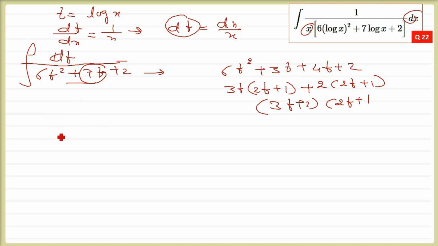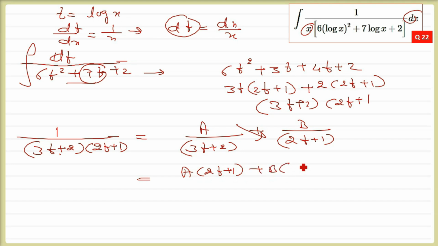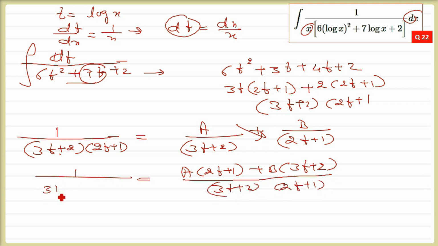So when we take the partial fraction, 1 divided by 6t² + 7t + 2 can be written as (3t + 2) multiplied by (2t + 1). On the right, because we have 2 factors on the left, we will have 2 constants on the right: a divided by 3t + 2 and b divided by 2t + 1. Let's take the partial fractions here. In order to do that, we have to cross multiply: a multiplied by (2t + 1) plus b multiplied by (3t + 2), divided by (3t + 2) multiplied by (2t + 1). On the left hand side, it will be (3t + 2) multiplied by (2t + 1). Just cancel these two. Call it equation number 1.